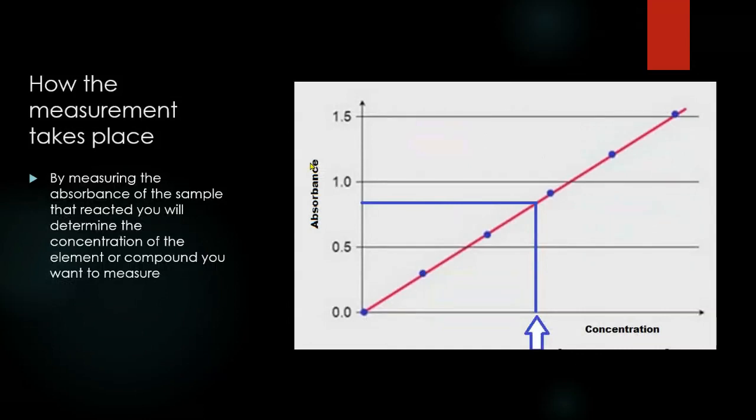So how does the measurement take place? By measuring the absorbance of the sample, because as we said at the beginning, the spectrophotometer measures absorbance. By measuring the absorbance of the sample that reacted, you will determine the concentration of the element or compound you want to measure. For example, you measure your absorbance here, and by this equation, this linear regression, you find the concentration of your sample. This is how a spectrophotometer works.